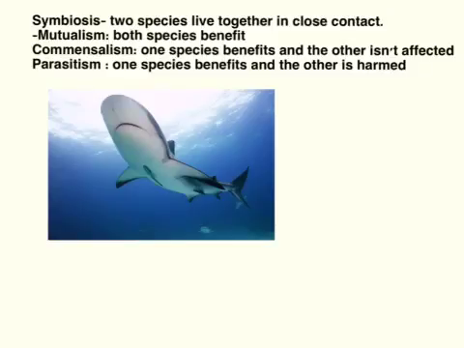And this is symbiosis. 2 species live together in close contact. There are 3 different kinds. Mutualism, when both species benefit. Commensalism, when one species benefits and the other is unaffected. And parasitism, one species benefits and the other is harmed.